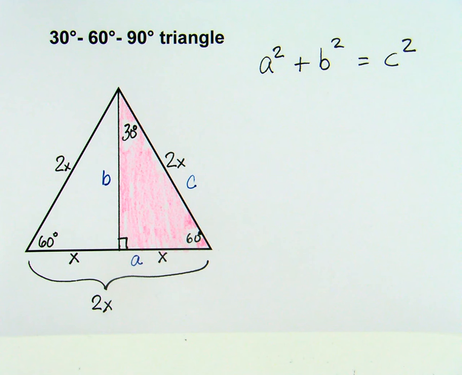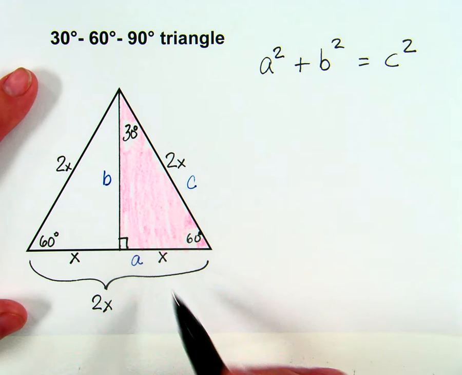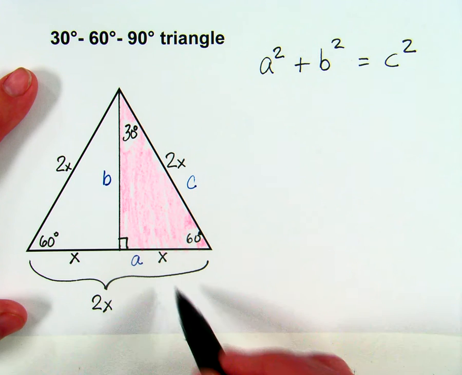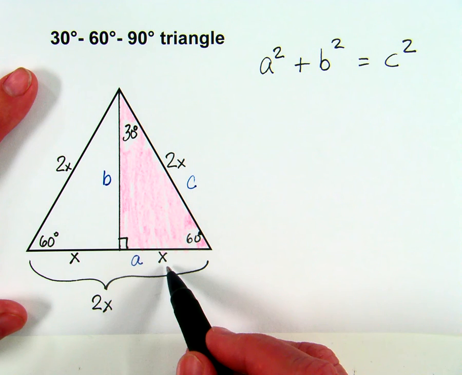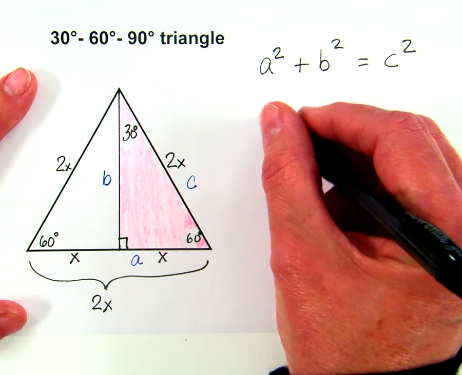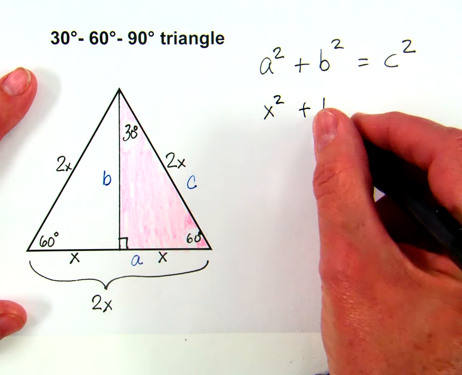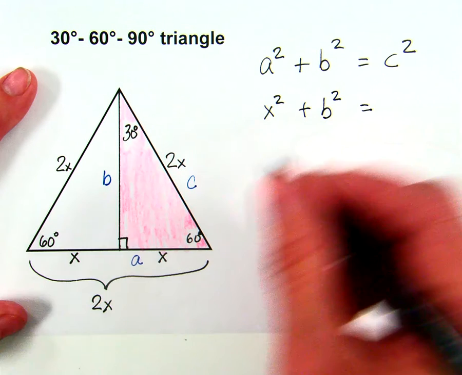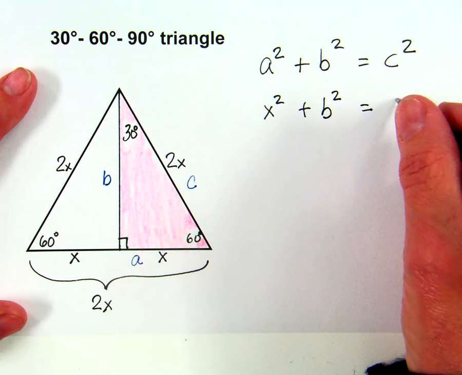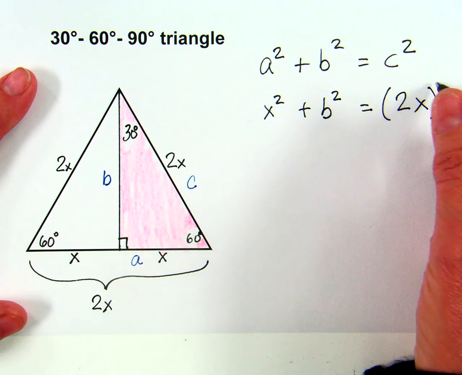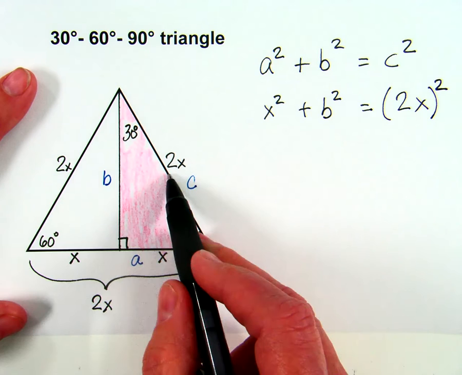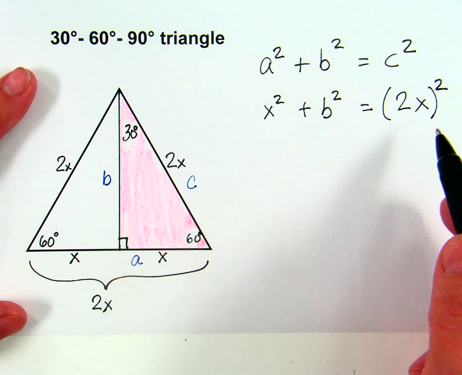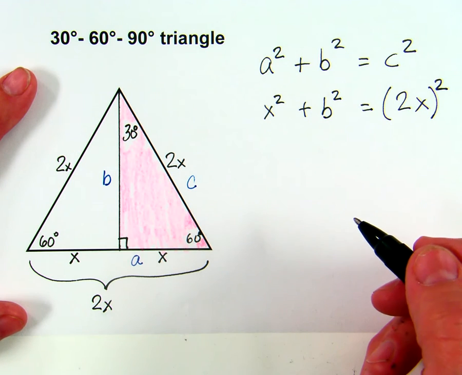So notice that I named it 2x so that I could name this x, because I don't like fractions. Otherwise, I'd have had to have a fraction here. So A is x squared plus B, the middle-sized leg, the long leg is what I'm looking for, equals C, 2x squared. Now you heard those parentheses in my voice, right? The whole 2x has to be squared. Don't forget that. So we'll simplify this.